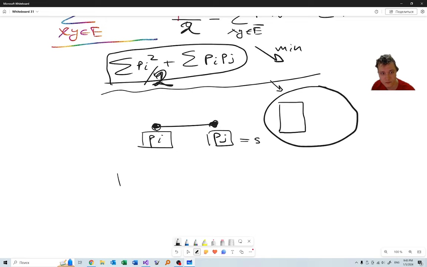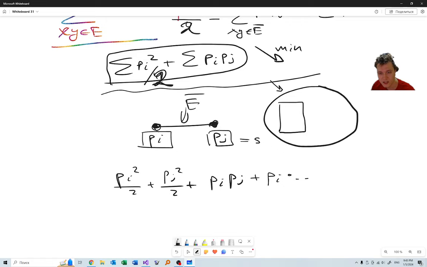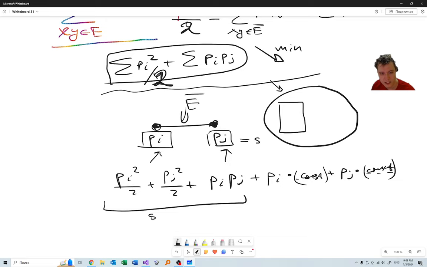Then I have pi squared over 2 plus pj squared over 2 plus pi pj, because this is in the complement graph, plus pi times something plus pj times something, which is constant in terms of pi and pj. In this case, this is just s squared over 2, so this is just a linear function. And in this case, I may assume that I chose one of its ends.